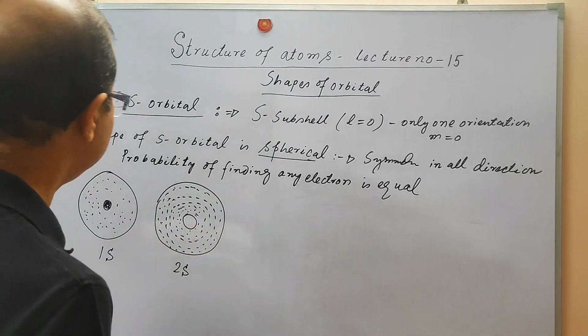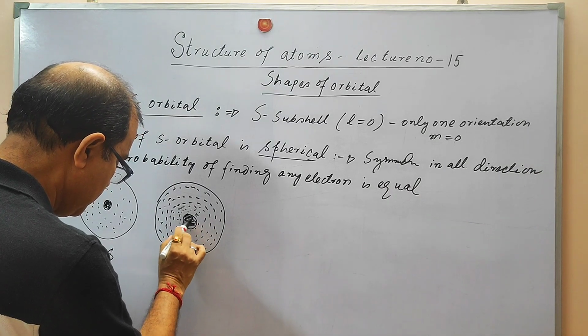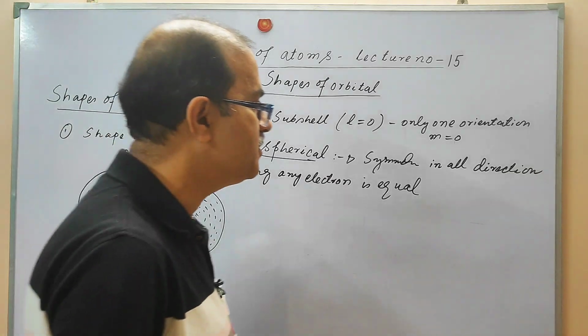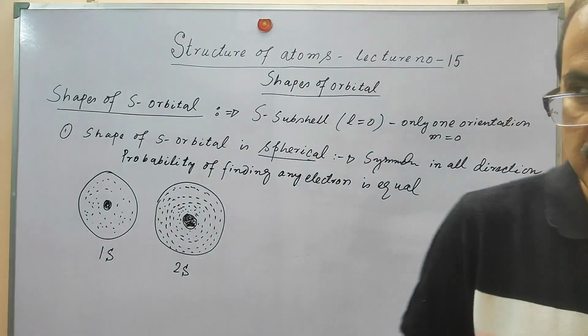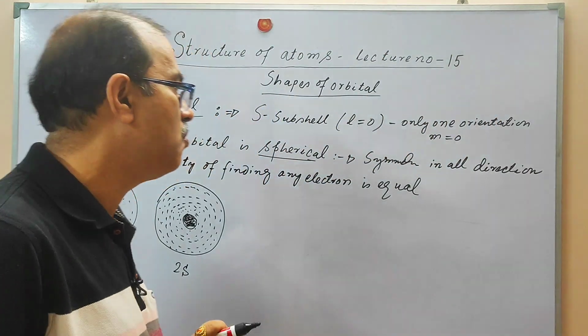So the shape of this s orbital is spherical, a sphere, and it is spherically symmetric in all directions. So the probability of finding the electron will be equal in all directions.